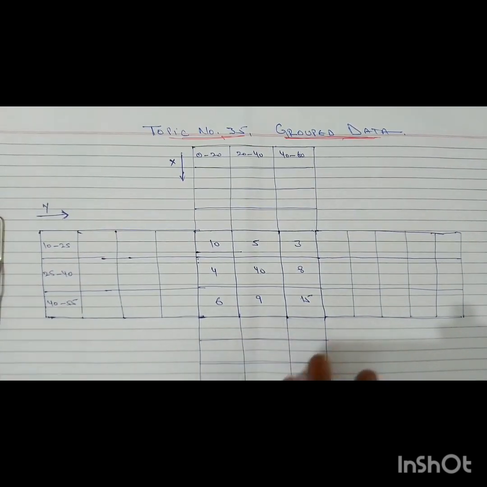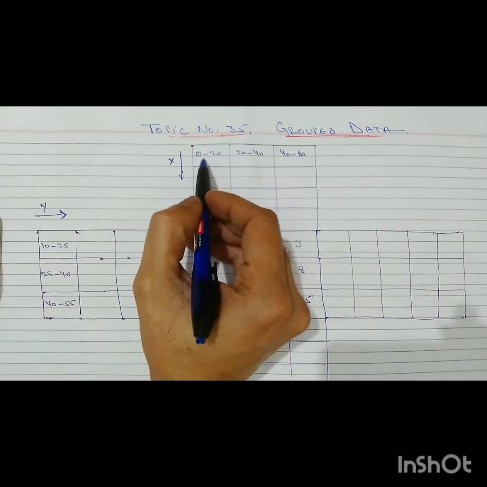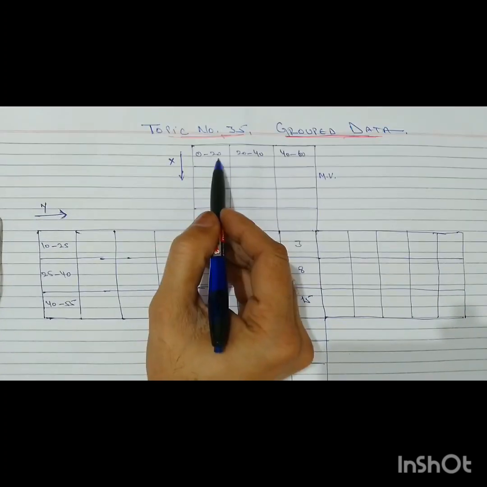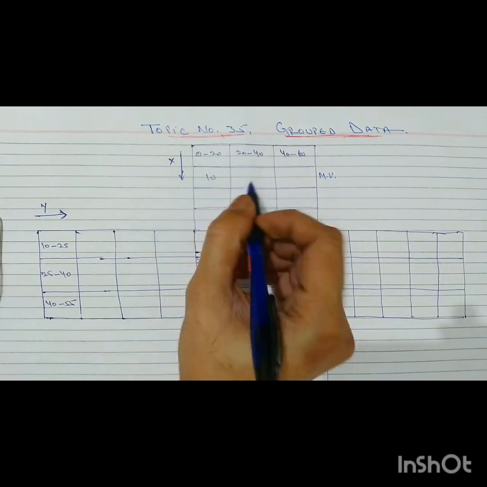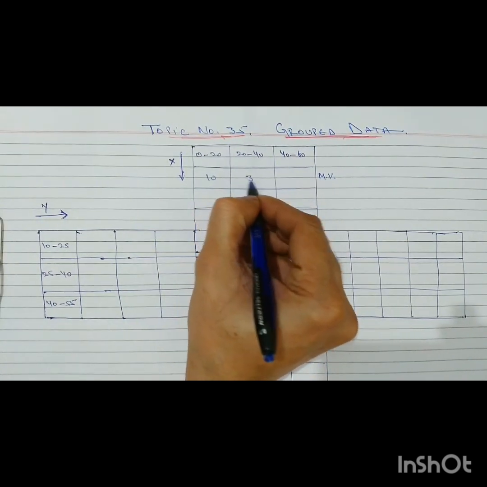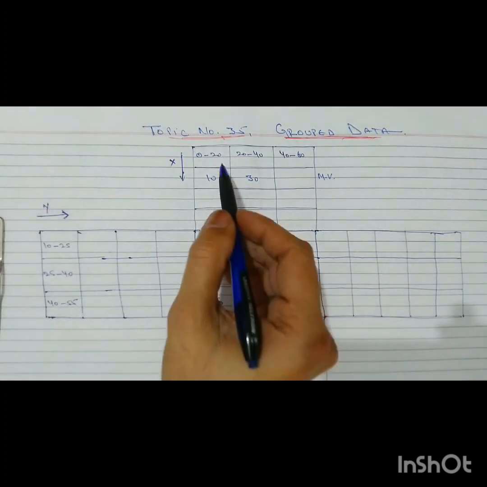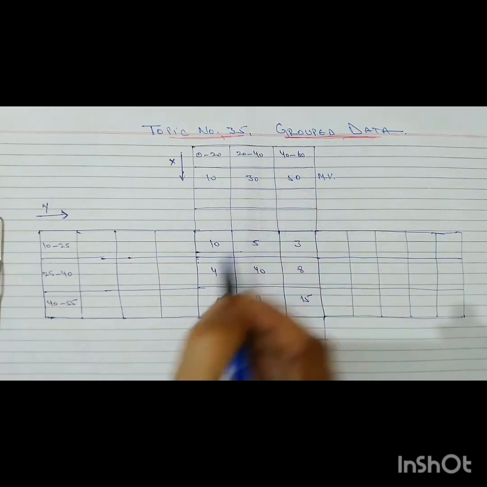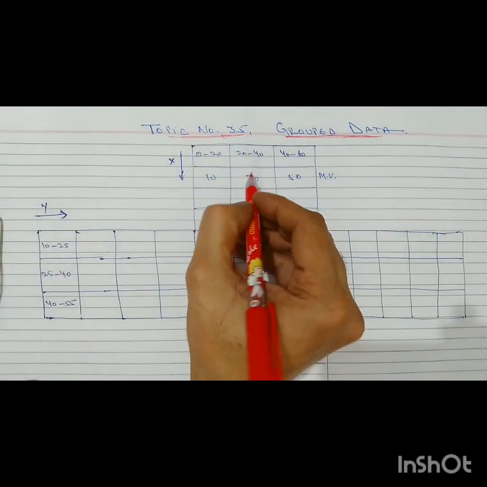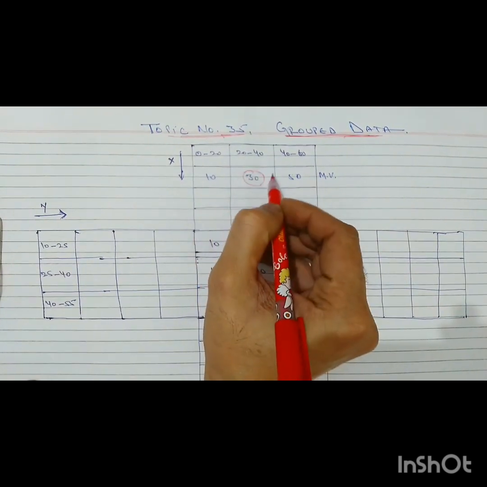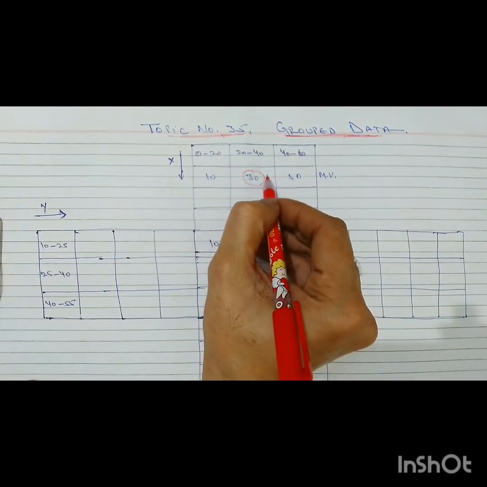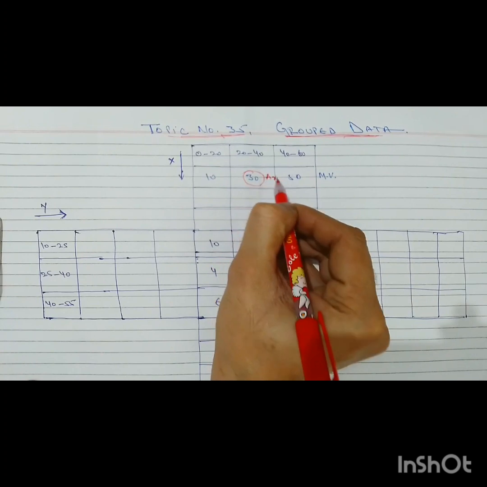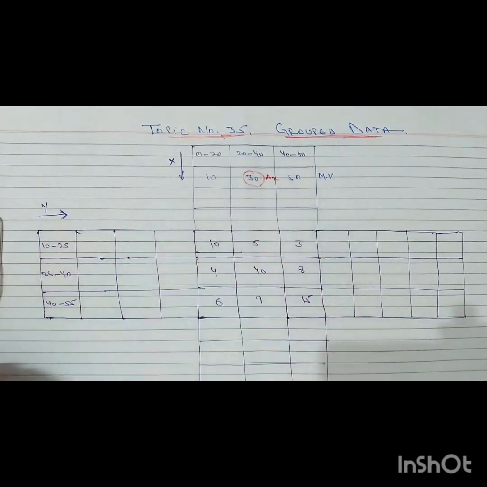Now construct a table. First find the middle value, MV. The middle value of 0 to 20 is 10. The middle value of 20 to 40 is 30. We are dealing with the X series first. The middle value of 40 to 60 is 50. Then take the middle term 30 as the assumed mean. Name it AX, the assumed mean A from the X series.